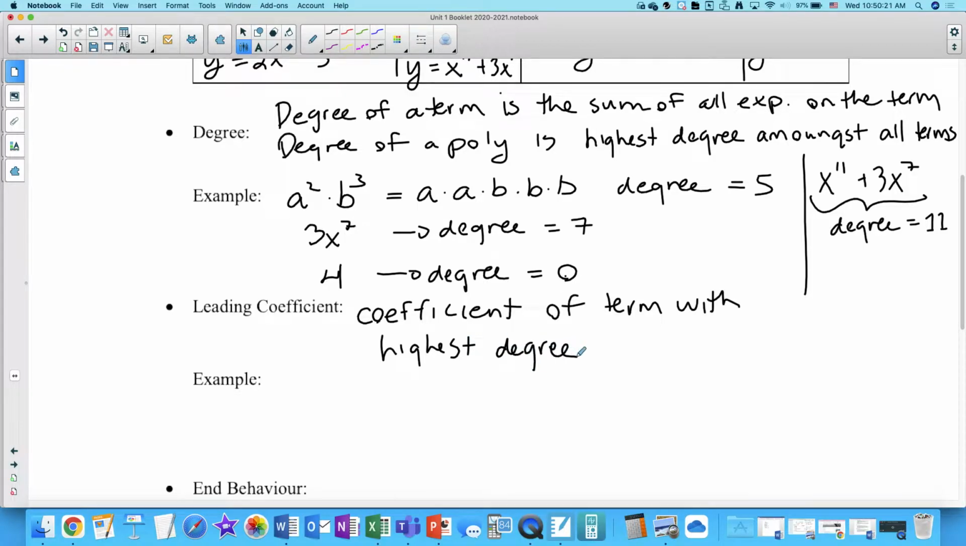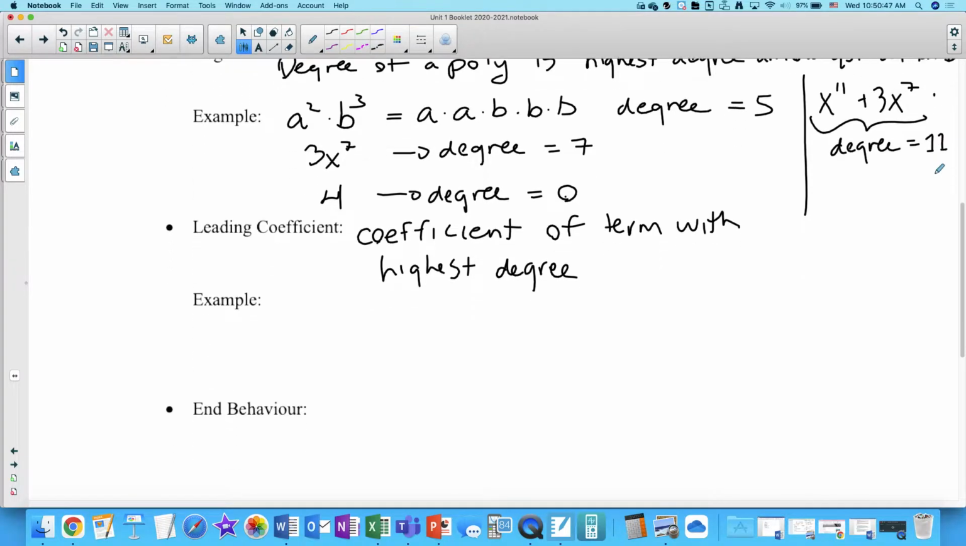Okay, let's look at this example here. X to the 11 plus 3x to the 7. What is the term with the highest degree in that polynomial? In this example right here. X to the 11. What's the number that's in front of that? A 1, exactly. So here the leading coefficient is 1.